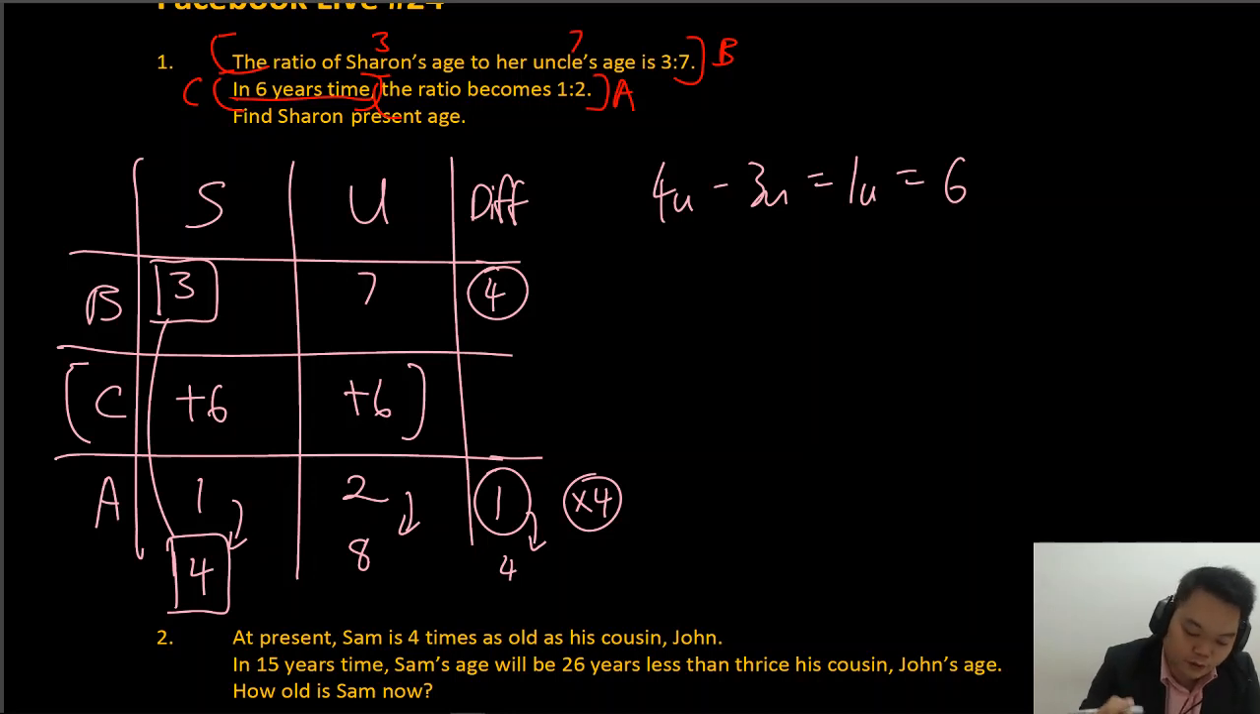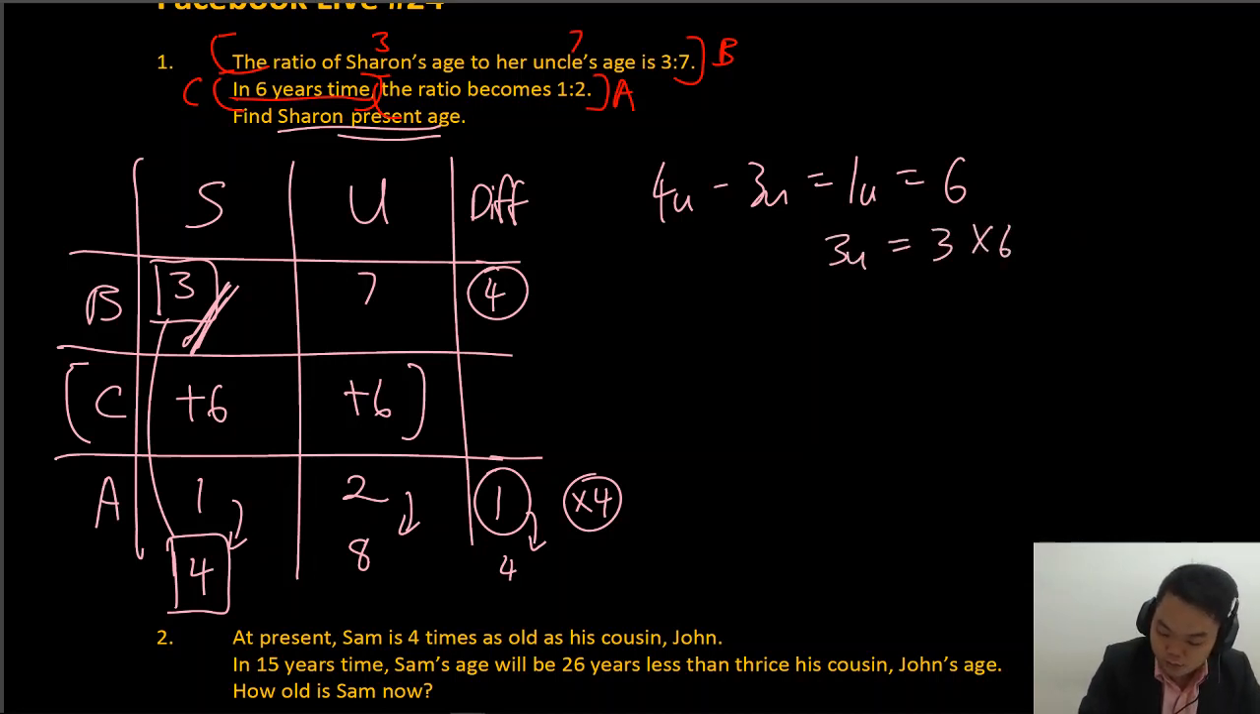Once we've got that already, you want to find Sharon's present age. That is the most updated unit. We want to find out these 3 blocks over here. So this will be 3 times 6 to give you 18. So the answer here is going to be 18.